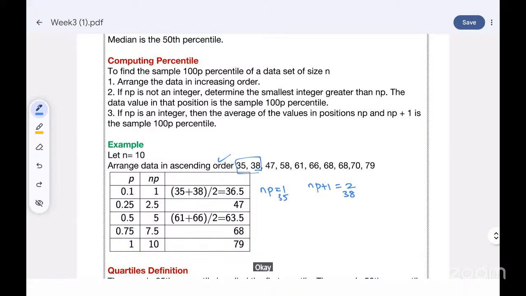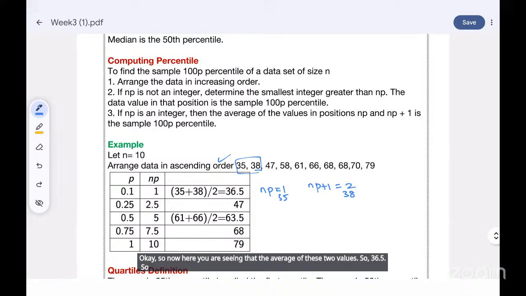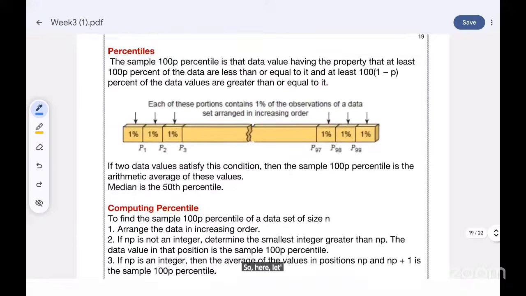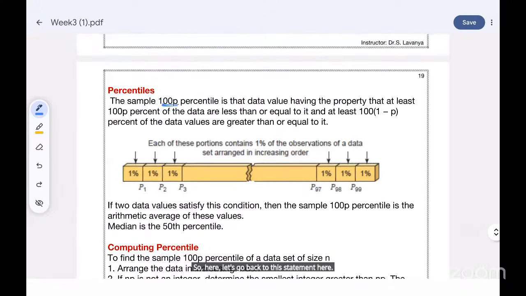Okay. So now here you are seeing that the average of these two values. So 36.5. So that is your 0.1 percentile. So what does that mean? What does that mean? So here let's go back to this statement here. 100 into 0.1. What is this?